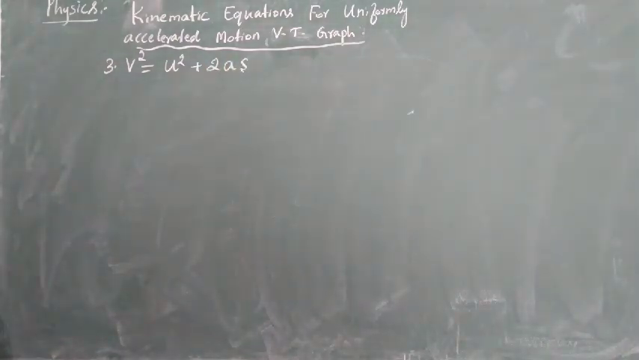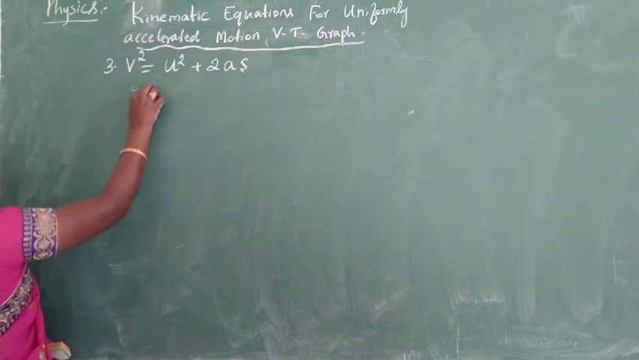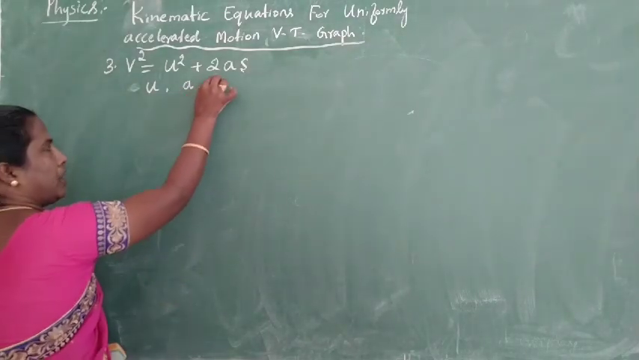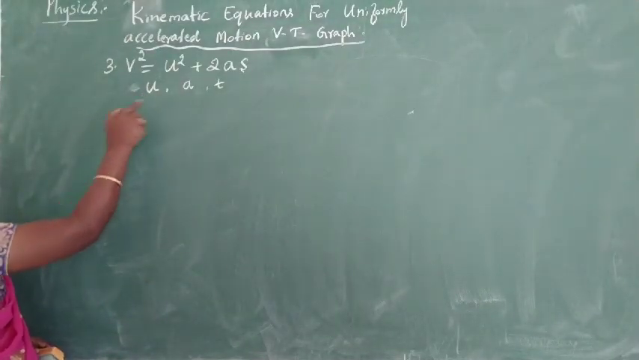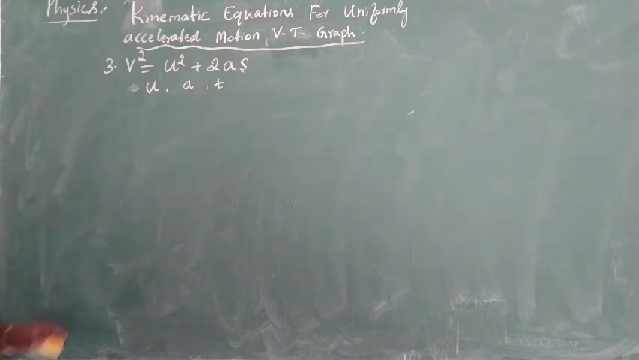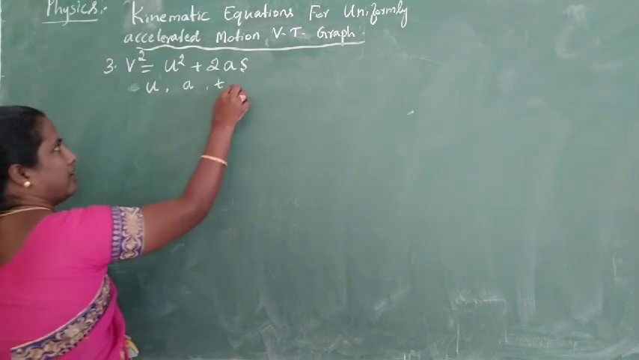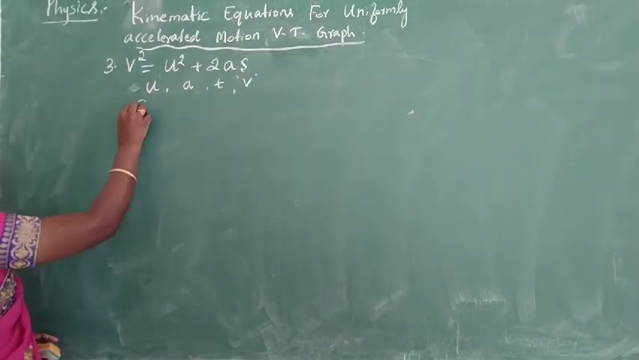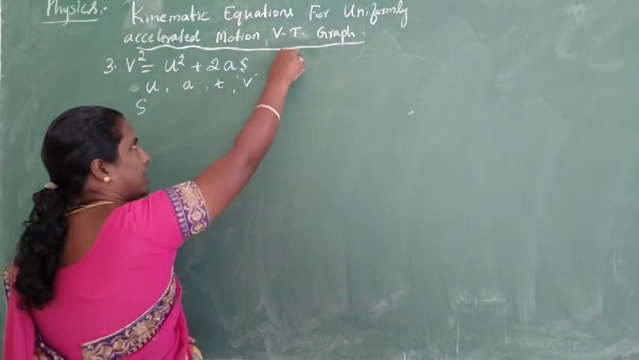Consider an object moving with the initial velocity u and a uniform acceleration a for a given time interval t. Let v be the final velocity of the object, and let s be the displacement made by the object. For this case, we can draw the velocity time graph.